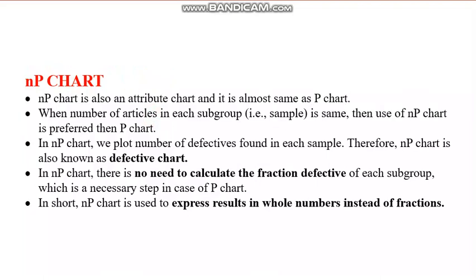Okay, now NP chart. Normally when you are writing, this N is written small and P is written as capital. So NP chart. See, NP chart is also an attribute chart, and it is almost the same as P chart. A little difference, and we will see what it is. Okay. When the number of articles in the subgroup is the same, then use NP chart. Then use of NP chart is preferred over P chart.